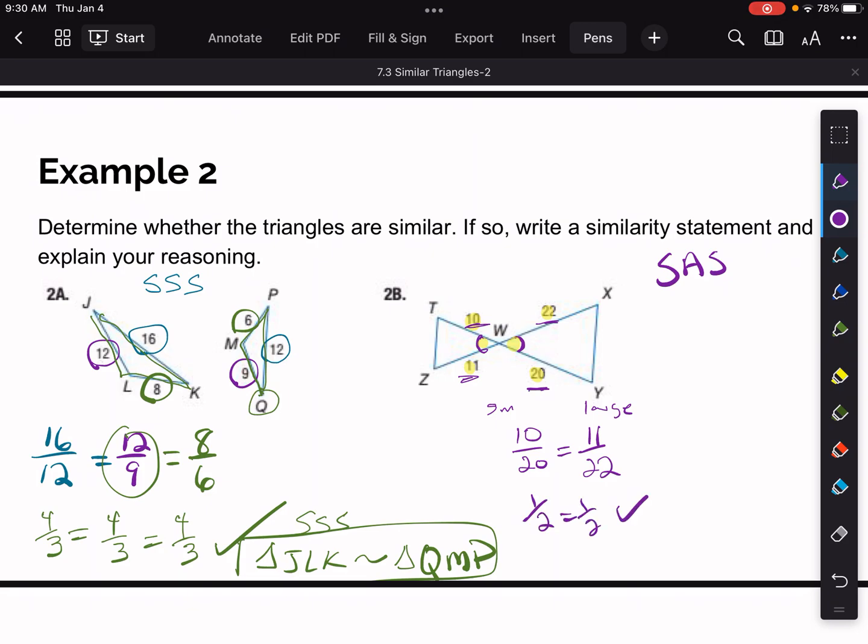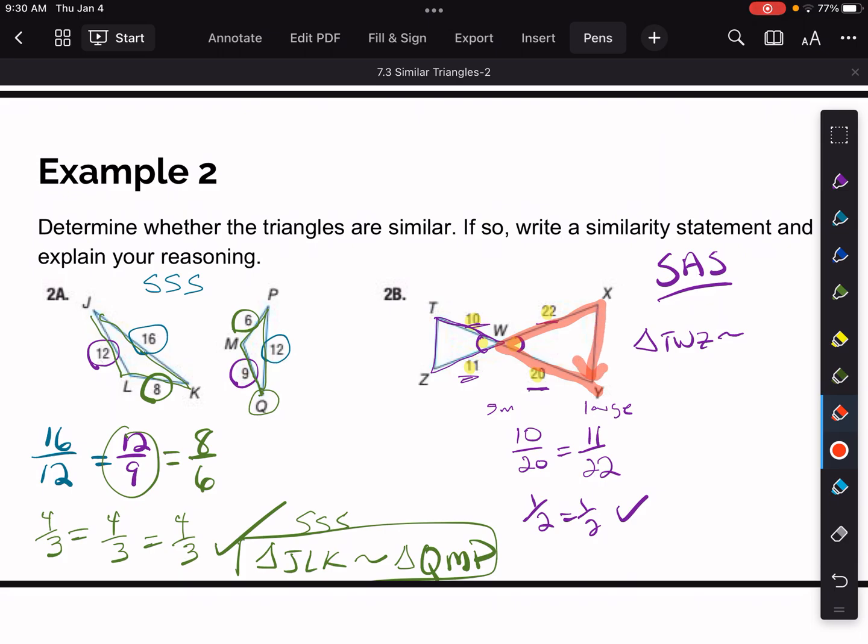And we have the angle congruent in between. And we know that because of vertical angles. Therefore, by SAS, these are similar. And the statement would be this: triangle TWZ is similar to, now you got to be careful, we went TWZ, so we went small to large to unknown. So we got to do the same thing on the other triangle here. So we'll start with small to large to unknown. We'll go in that order.